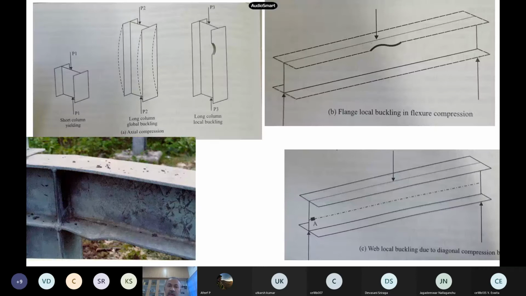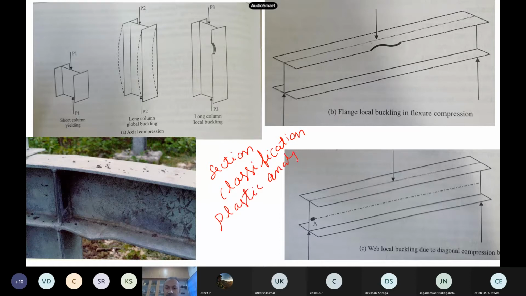And finally, we were looking at classification of sections. This is a very important thing which was introduced in our IS code in 2007. Before that, the section classification was not there. The main idea is that before you use any section given in the steel tables, you should be able to classify the section, because in our IS code we are using plastic analysis. The IS code recommends plastic analysis, then plastic design, and then limit state design, where you allow the structure to go into plastic ranges. So section classification becomes very important in steel design.